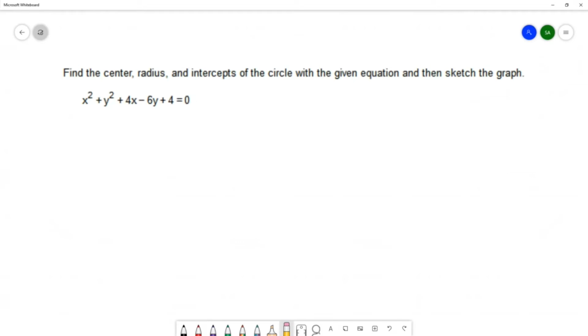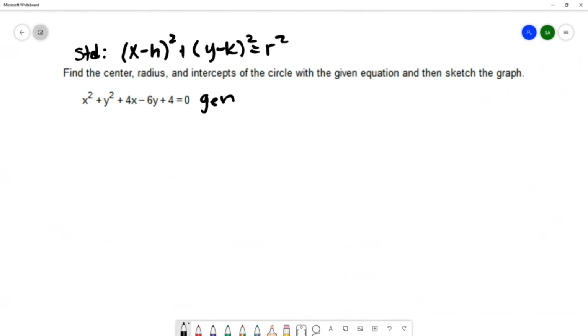Now this is the equation of a circle, but the equation of the circle is written in general form, which is not very convenient. If the equation was written in our other form, our standard form, it would be written like this: (x minus h) squared plus (y minus k) squared equals r squared. And when the equation of the circle is written in this form, it's really easy to identify the center. The center is (h, k), and then the radius.